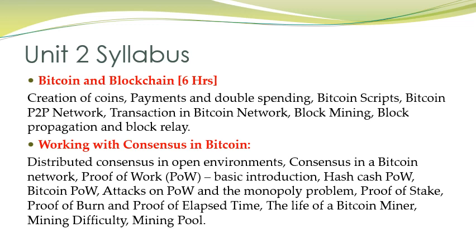And then the second part of the unit is about the consensus mechanism in Bitcoin. So distributed consensus in open environment, consensus in a Bitcoin network, proof of work, then Hashcash, Bitcoin proof of work, attacks on proof of work, monopoly problem, proof of stake, proof of elapsed time, and life of a Bitcoin miner, mining difficulty, mining pool. These are the topics of unit two.